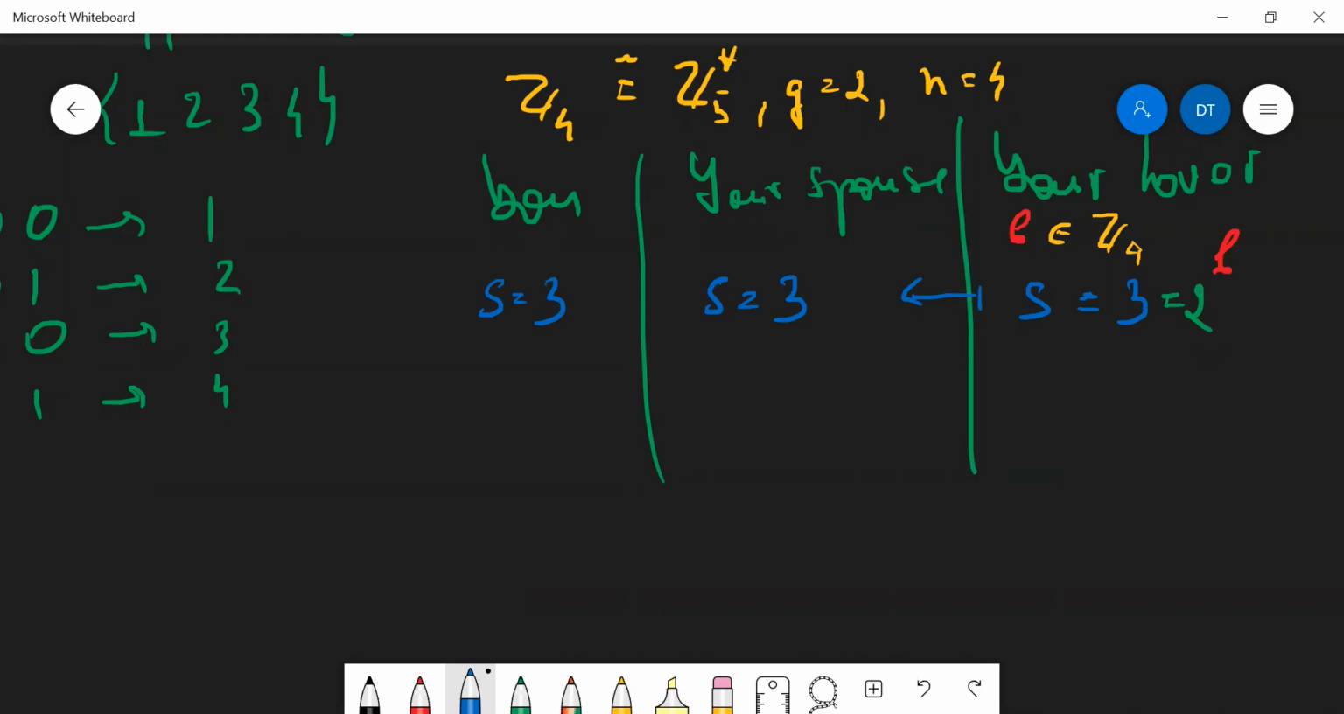And now you want to compute your public key. We know how to compute our public key. We should take some element A, and let's take it to be 2, which is an element from Z4, and we want to compute our public key. Could you tell me what the public key is? 4. Yeah, the public key is 4. And we transfer it to everyone.